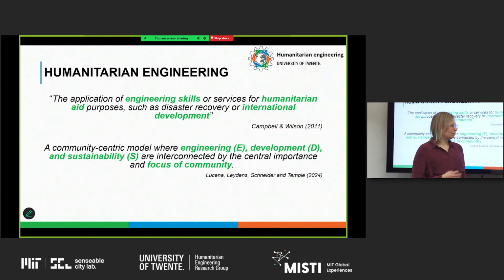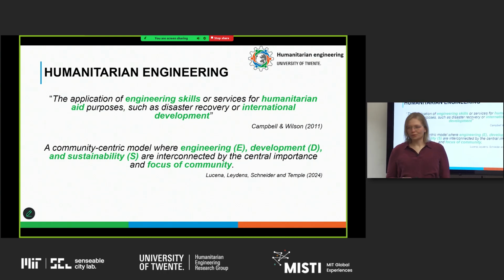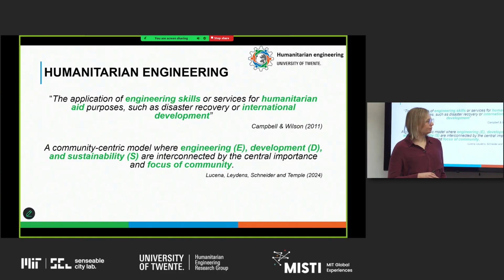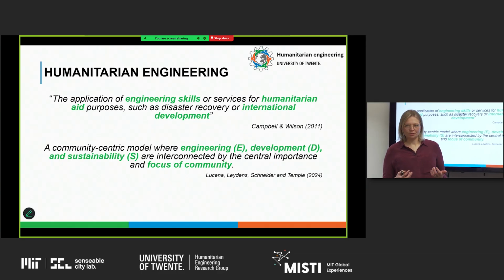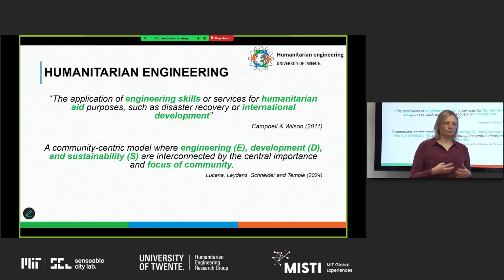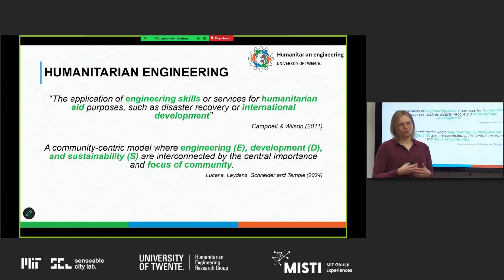Another definition, from Lucena, a more recent one, focuses a little bit more on the community, as Alberto also already mentioned. So we see here a model of engineering, development, and sustainability, meaning our solutions should also be sustainable. But here the focal point is really the community. So we work centrally with the community, and we develop solutions not only for them, but also with them. So they have a voice in the whole engineering process.